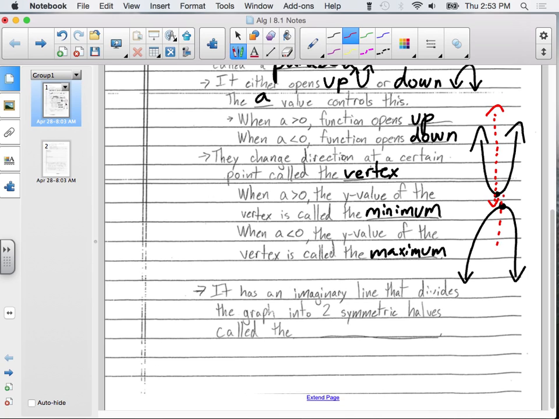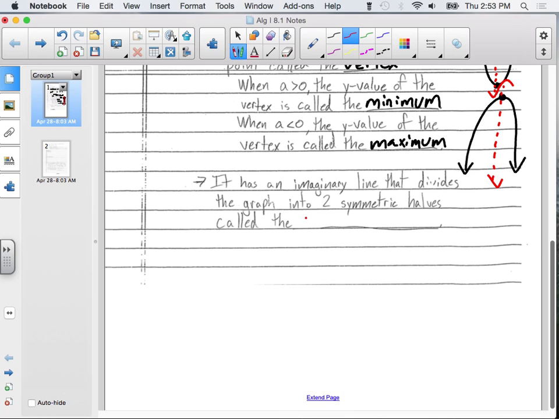Same with this one. We go right down the middle. Doesn't look like it because I'm an awful artist, but bear with me. So, these 2 imaginary lines have a special name called the axis of symmetry.